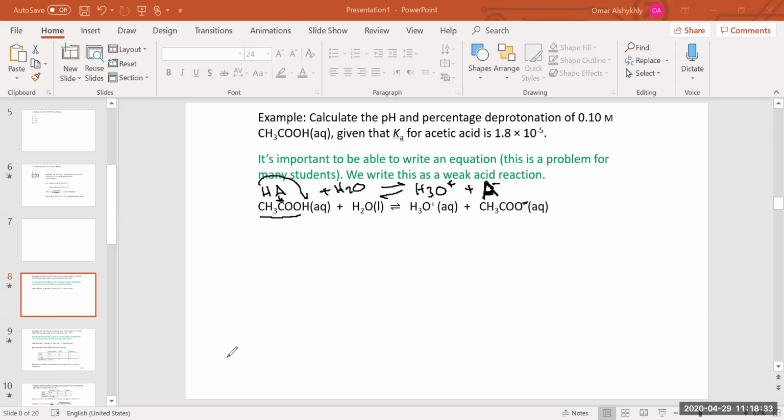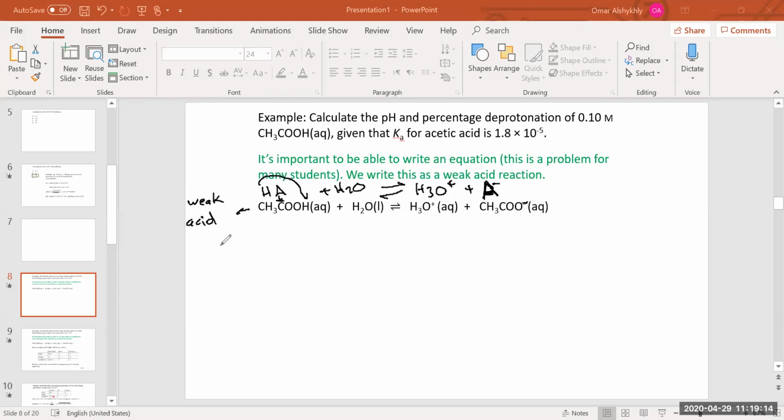Okay, one more thing. Here we have 0.1 molar. Because this is a weak acid, we cannot say 0.1 molar will give me 0.1 molar H3O+ and 0.1 molar here. No, that doesn't work. Why? Because CH3COOH is a weak acid. If it was a strong acid, yes, that's fine. But here, it is a weak acid, so it doesn't work. What are you going to do in this situation? We will use an ICE table.